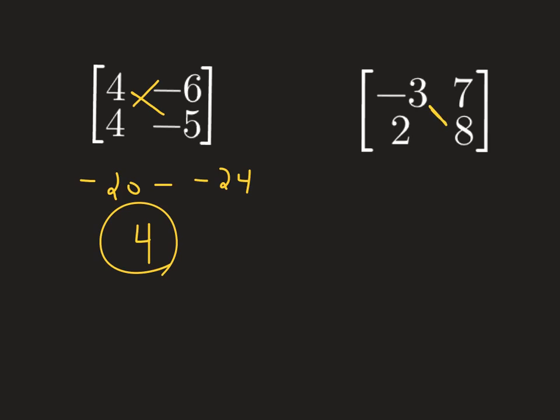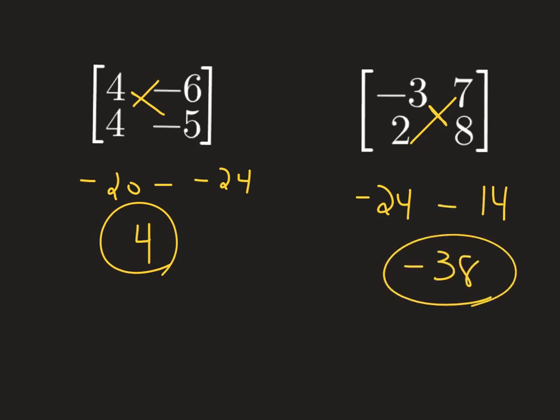One more. Go this way, negative 24. Multiply this way, you get 14. You always subtract, you get negative 38. And guys, that's all there is to it with a 2 by 2. And next week, that's all we're going to do. But I do want to show you a 3 by 3, so later when you get to stuff like this, you'll have seen it before.